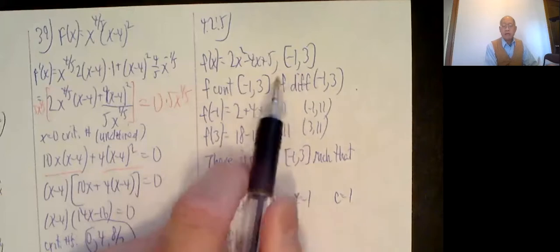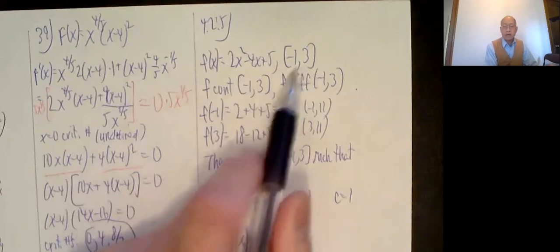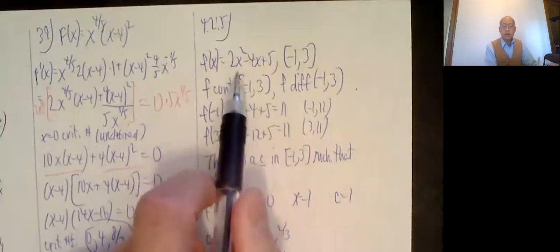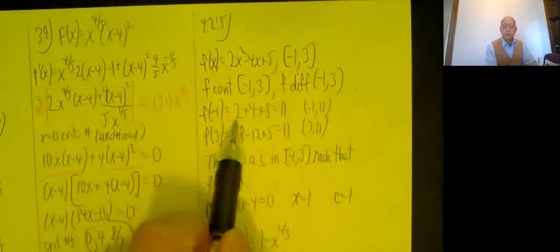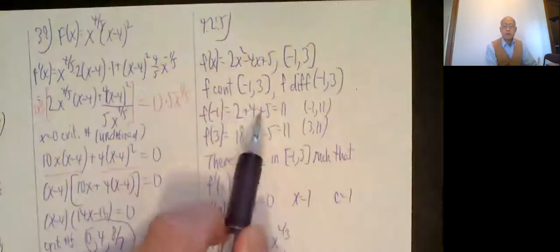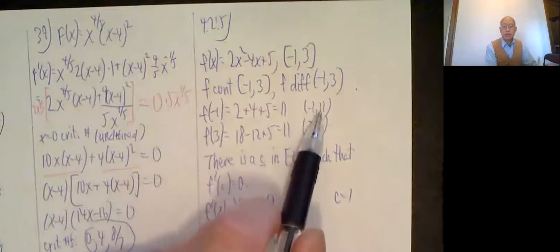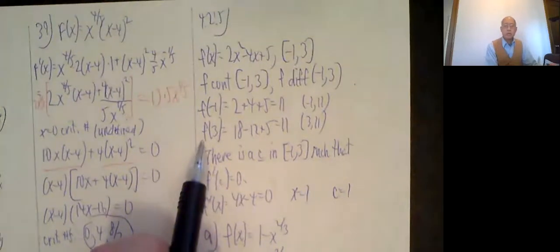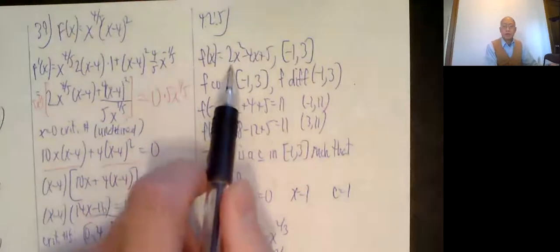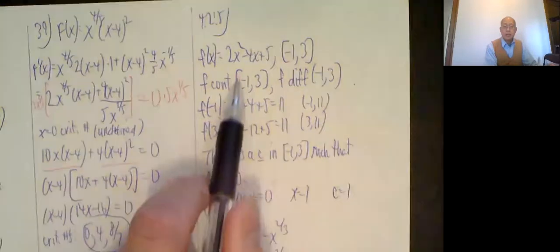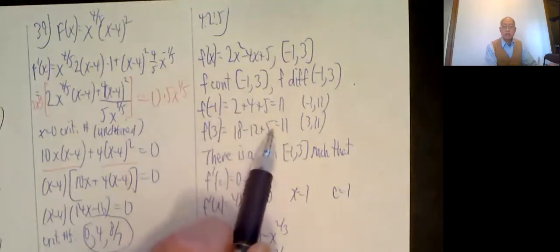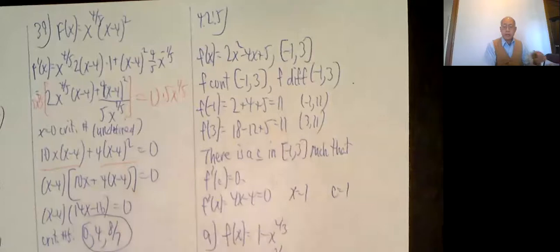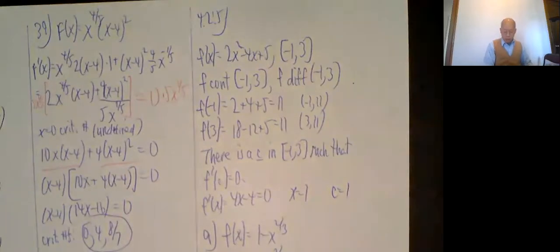And f of a equals f of b. They have to be the same height. So f of -1, plug in -1, 2 plus 4 plus 5 is 11. So (-1, 11). Plug in 3, f of 3 is 18 minus 12 plus 5, which is also 11. So there it is. The three hypotheses of Rolle's theorem have been satisfied.